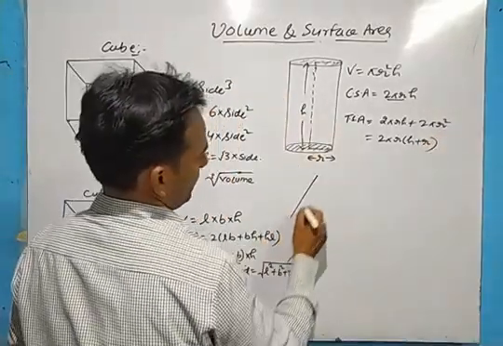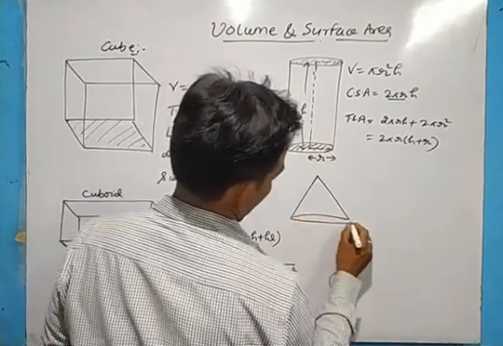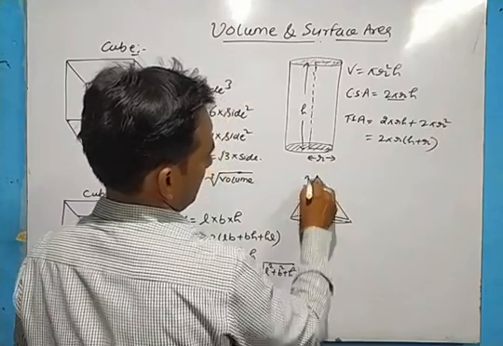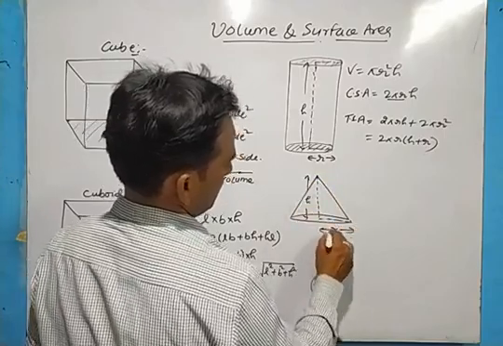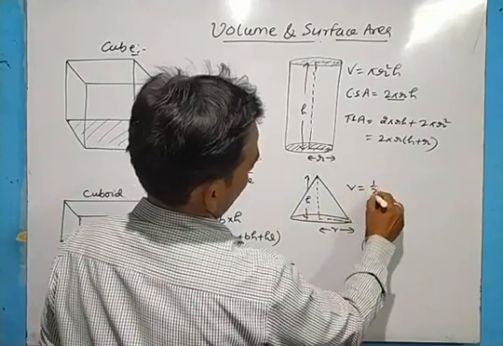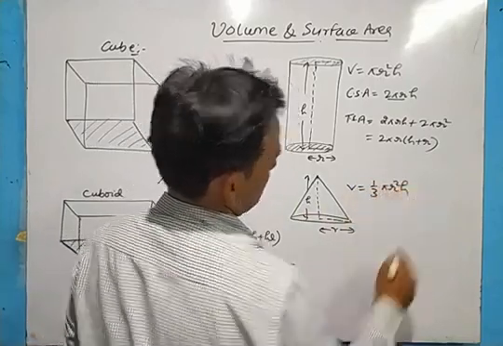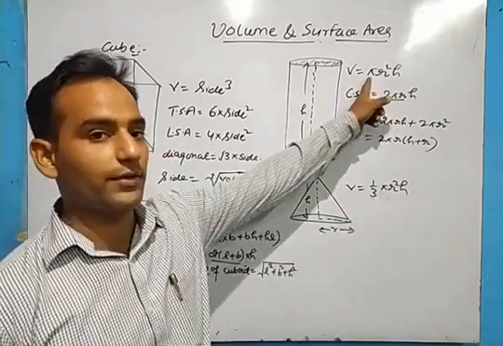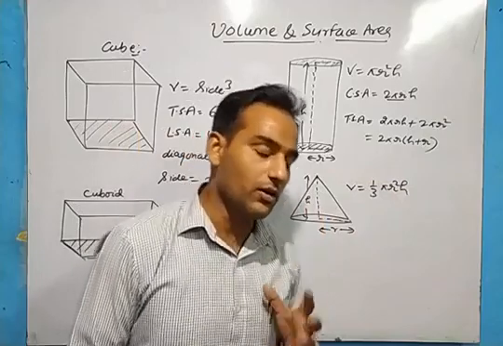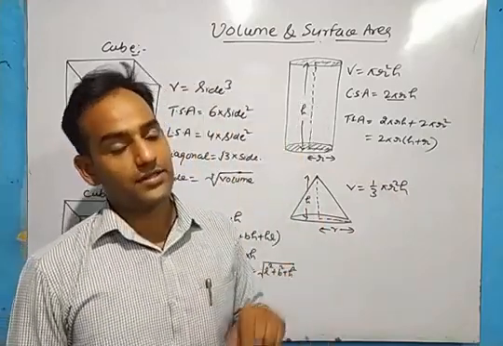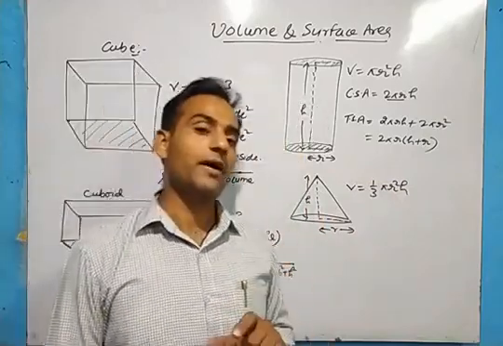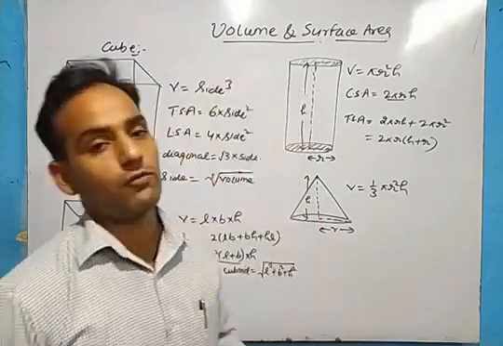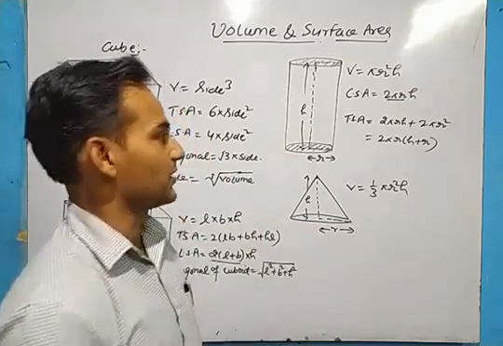Now we have cone. For cone, this is height, this is radius. Volume is equal to 1 upon 3 pi R square H. We can observe volume of cone is 1/3 of the volume of the cylinder. If we have a cone and a cylinder of same base and of same height, then the volume of cone will be 1/3 of the volume of the cylinder. 3 times the volume of the cone will be equal to the volume of the cylinder.